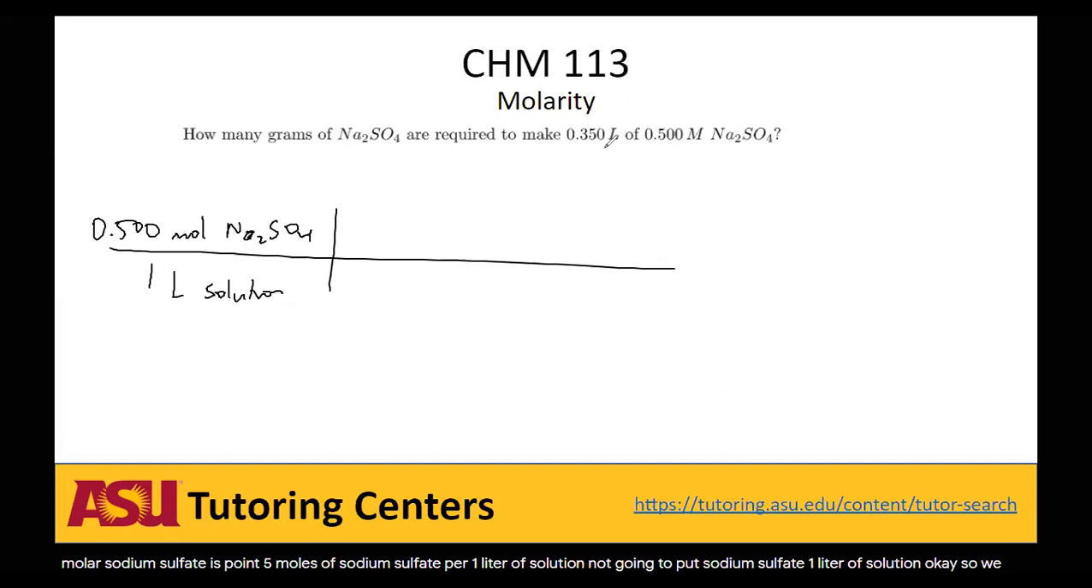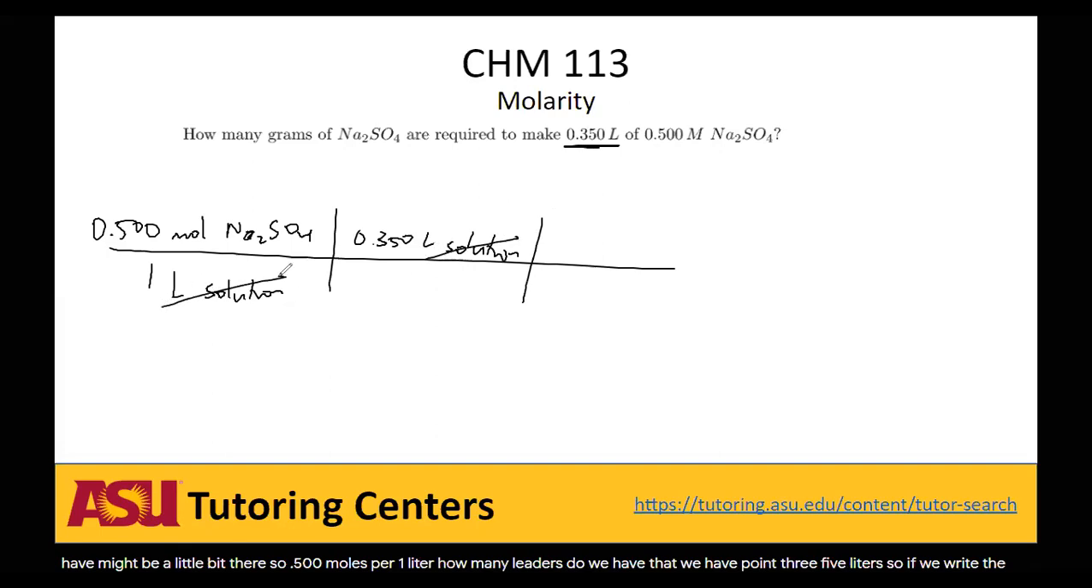How many liters do we have though? We have 0.35 liters. If we write the 0.35 liters on top, we notice that the liters cancel out. So what we're left with now is just moles. By multiplying molarity by liters, we're left with just moles. We have this many moles of sodium sulfate, but what it's asking for is grams. So we need to convert moles to grams using the molar mass of sodium sulfate.